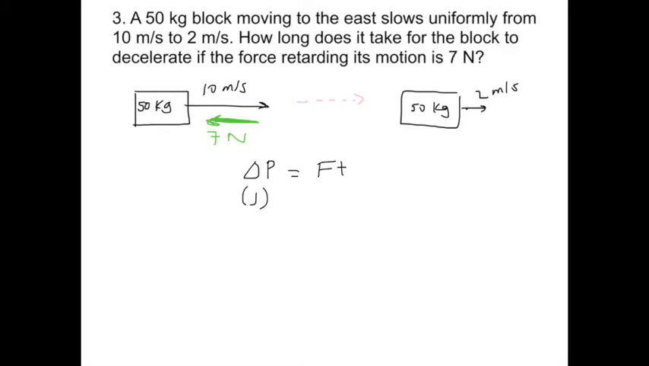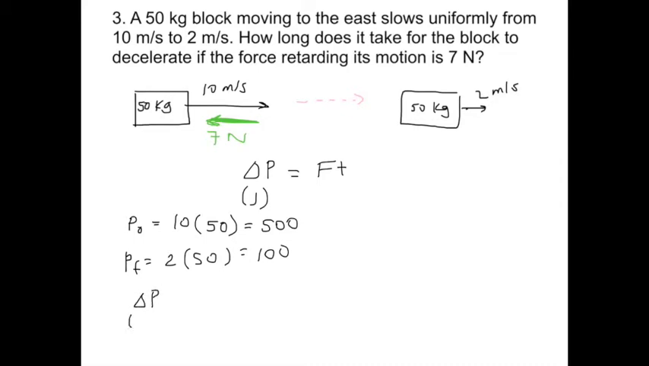Now we have to solve for impulse, or the change in momentum. So first let's look at the initial momentum. It was moving at 10 meters per second, and the block is 50 kilograms. So that's 500. And then the final momentum, it's now moving at 2 meters per second, so that's 2 times 50, which is 100. So we see that the change in momentum, or impulse, is equal to the final momentum minus initial momentum. Then if we plug in our numbers, we get 100 minus 500, or negative 400.